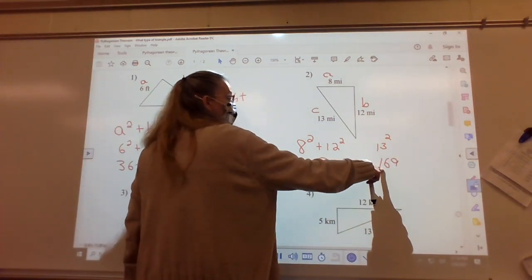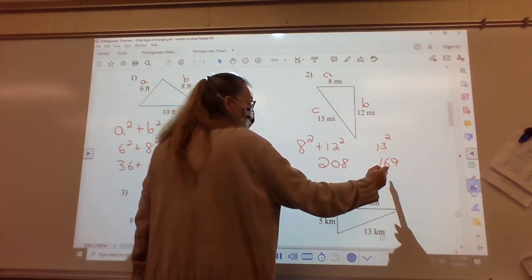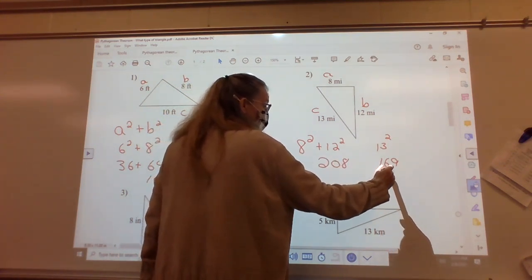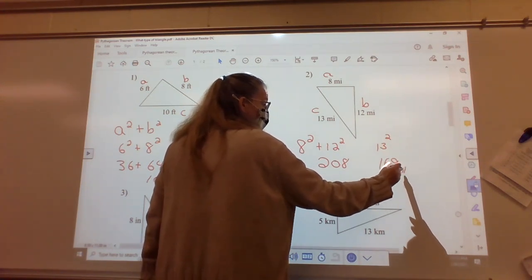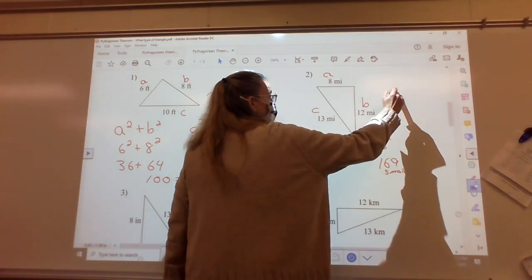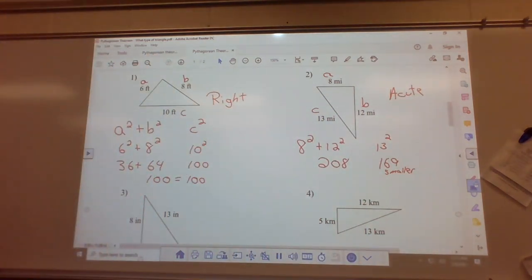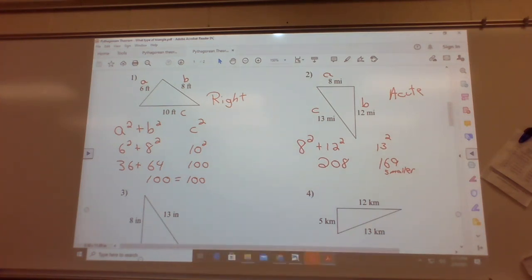It's acute, because you're going to look at the hypotenuse, or what you think is the hypotenuse. In this case, it's too small. It's smaller than this one, so therefore it's acute, because it kind of had to squish down as opposed to being a right triangle. Are we okay on number 2? Yes. Moving to 3 and 4.